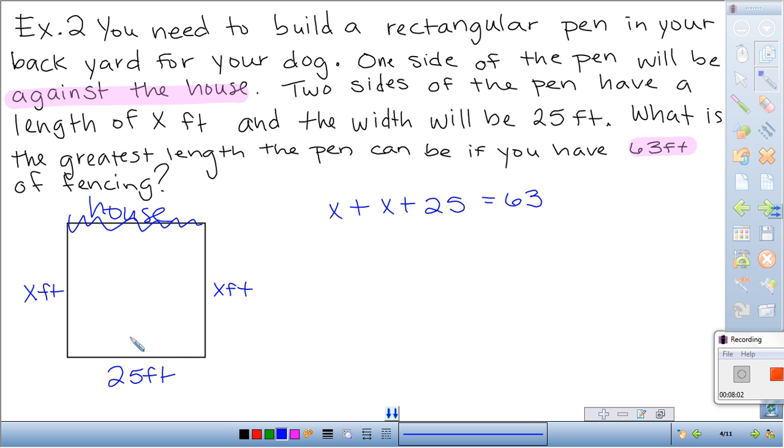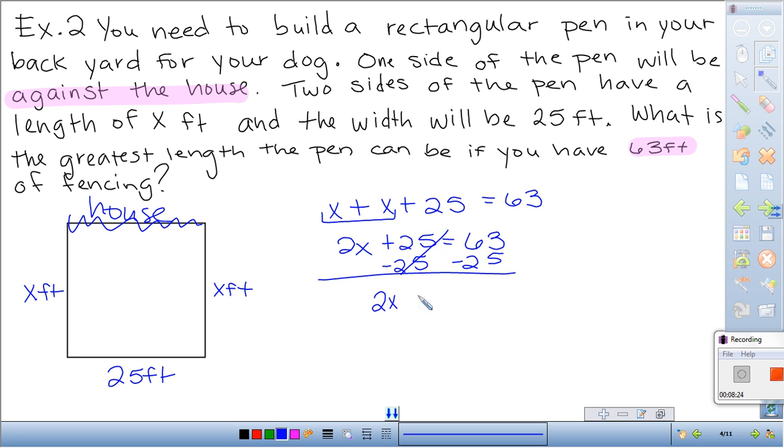Like we've been doing, we're going to combine like terms first. If we're going to solve for x, we need to have all our x's together. So x plus x is 2x plus 25 equals 63. And then undo the addition by subtracting 25 from both sides. So I have 2x equals 63 minus 25. 60 minus, well, we can just borrow from the 6, make it a 5. 13 minus 5 is 8. 5 minus 2 is 3. So 2x equals 38.